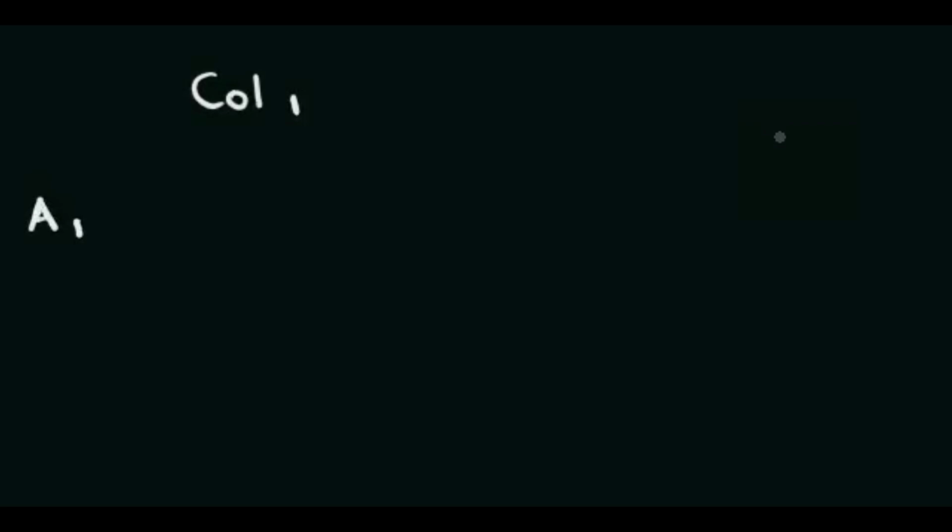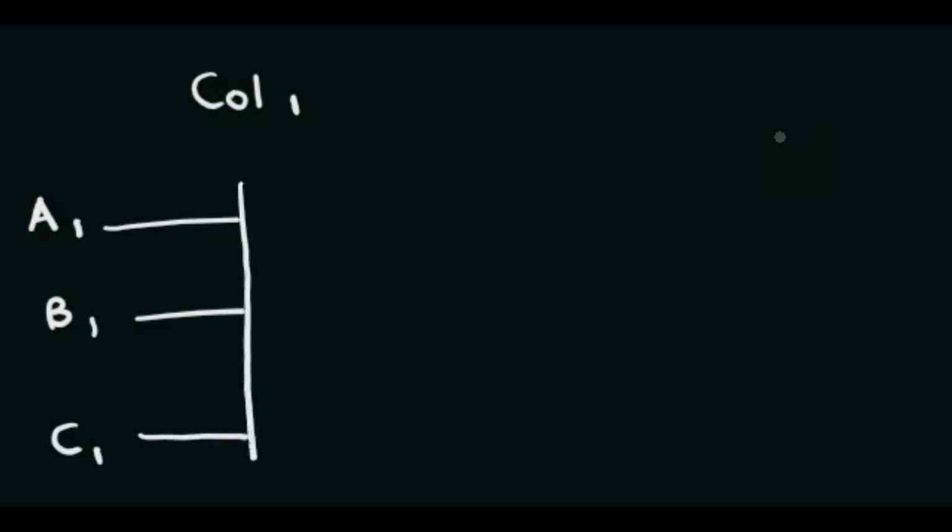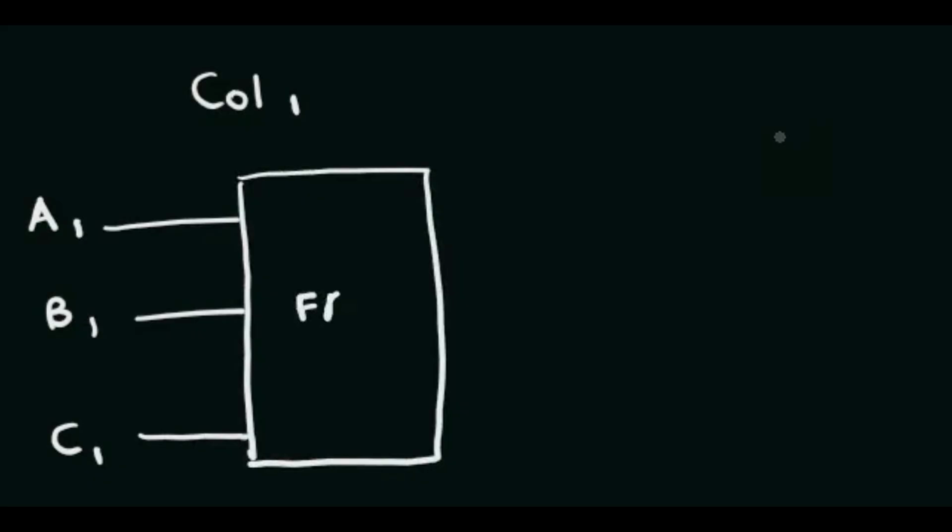We will have A1 as the input and B1 as the input. Here we have C1 as the carry in. And we will feed it to another full adder, which is FA1, and it will give us S1 and the C out for FA1.